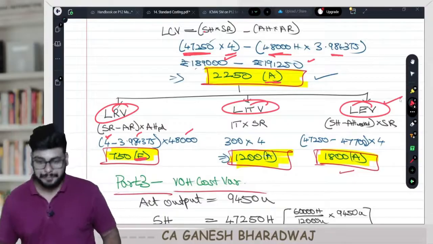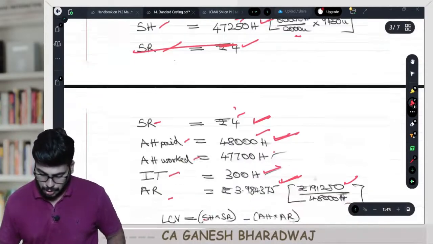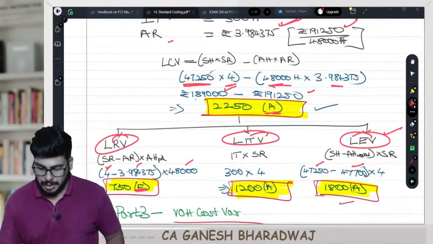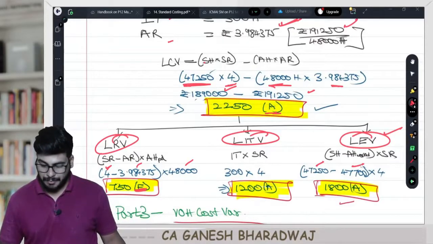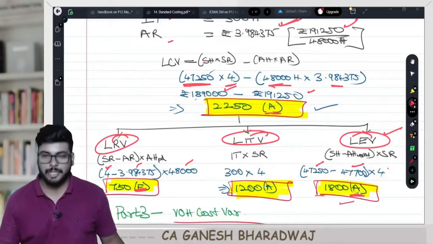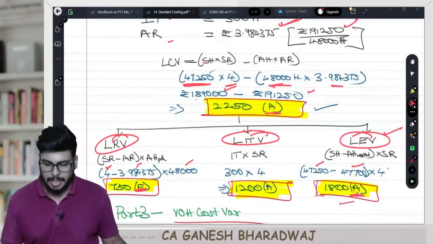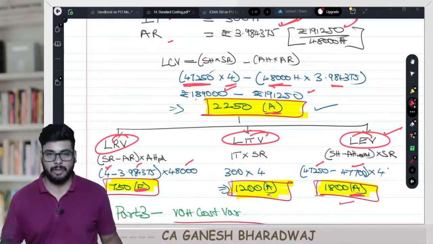Efficiency variance, you were allowed to take how many hours? 47,250, right? But you have actually worked effectively for how many hours? 47,700 hours. Clear with this, guys? So basically you have taken more time now, and every hour you've taken more, it applies a standard rate of 4 rupees. So basically it's an adverse variance to the tune of 1,800 rupees. And in between you have this idle time variance. What is the idle time? 300 hours. 300 into 4, it's going to be 1,200, and it's always an adverse variance.